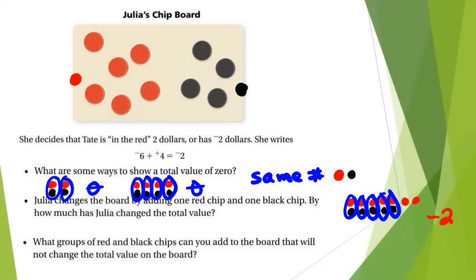Lastly, what groups of red and black chips can you add to the board that will not change the total value on the board? Well, this is the concept we've just been talking about. If we add 0 to the board, we don't change the value. So as long as I add the same number of positives and negatives, so in other words, if I add 3 positive chips and then I add 3 negative chips, I won't be changing the overall value of the board. I'm simply adding 0 each time. And again, if you imagine -2 plus 0 plus 0, right, as long as I keep adding zeros, I'm still going to get -2.